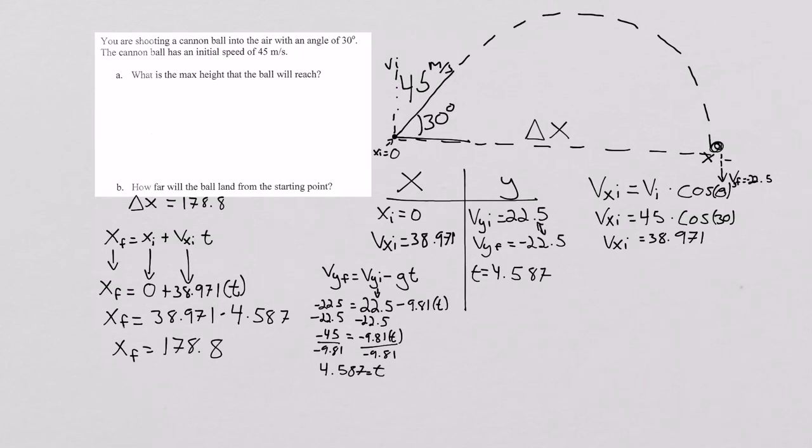So there we go. We just solved for the height, which you will see on the other page, is 25.8 meters. And, of course, our delta x, how far did it land? 178.8 meters. There you go. That is how you do that.